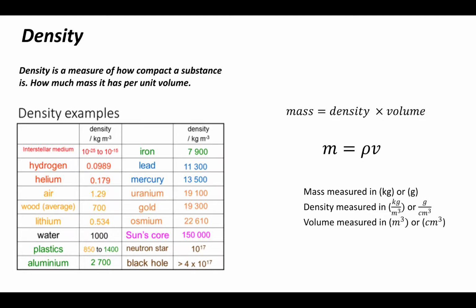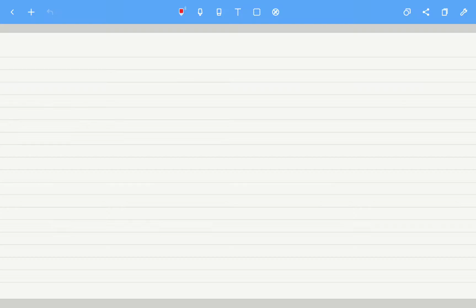Mass is measured in kilograms or grams. Density is measured in kilograms per cubic meter or grams per centimetre cubed, sorry. And volume is either in meters cubed or centimeters cubed. It will be apparent which units you have to use when you do the questions. Alright, so let's look at some questions now.